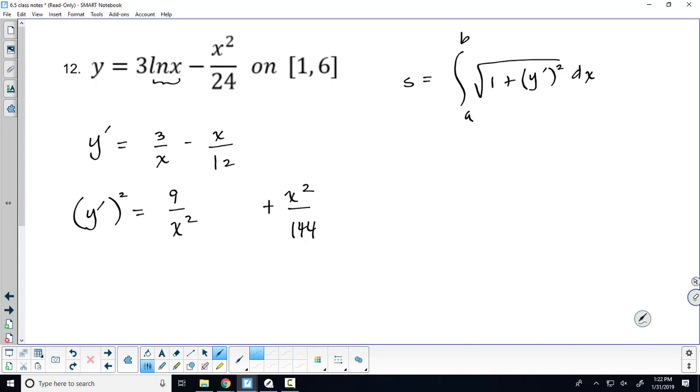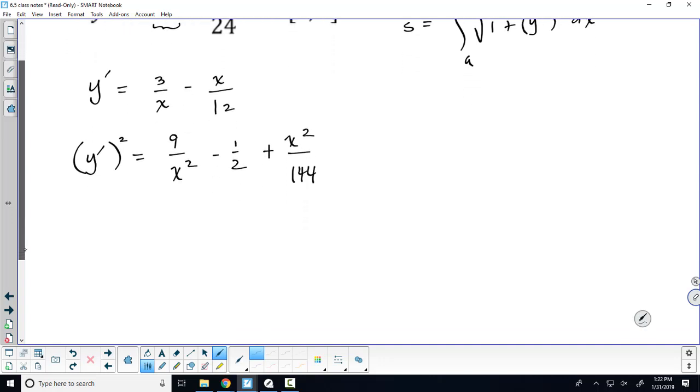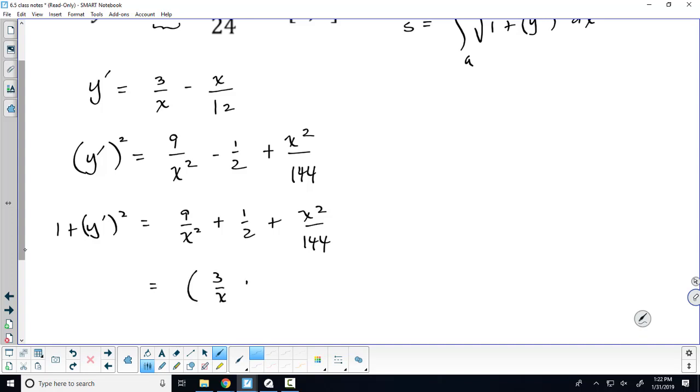So we have to multiply 3 over x by minus x over 12 and double it. The x's cancel, we get minus 1 fourth. We double it, we get minus 1 half. We've seen this game before. Add 1. And when we add 1, we have the exact same trinomial, except for a different sign in the middle. So this is going to factor into 3 over x plus x over 12 quantity squared.